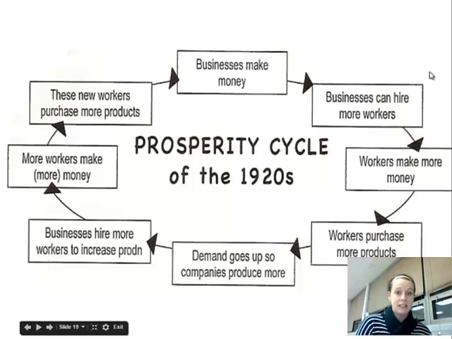So here's an example. In the 1920s, businesses are making tons of money. They hire more people. Those people make a lot of money, so they buy more stuff. Demand goes up, businesses hire more, people make more money, they're selling more stuff. So this is kind of like the idea of the prosperity of the 1920s.